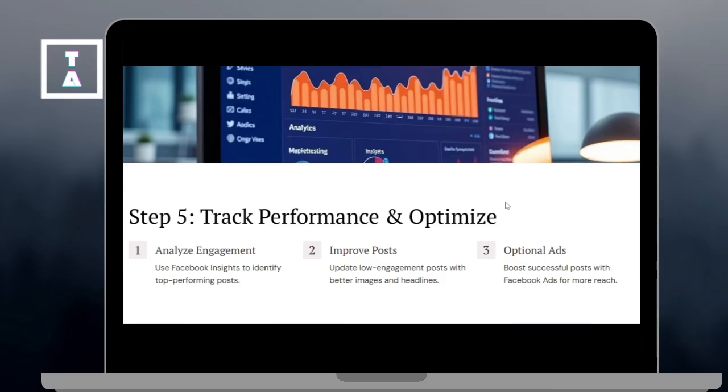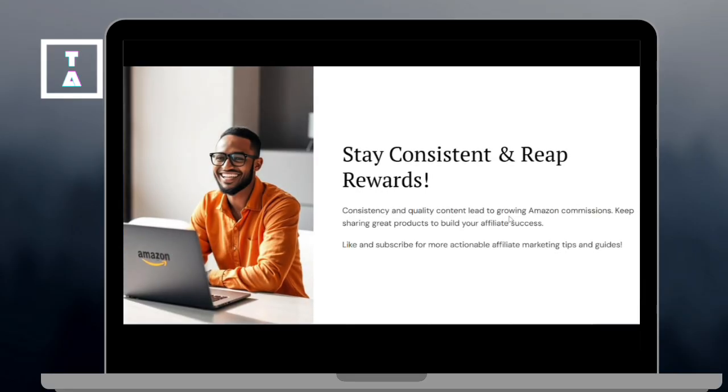Then track and optimize. Check the insights and see which posts get the most engagement, and update the underperforming posts with better headlines or images. Try Facebook ads to boost your high-performing affiliate posts.